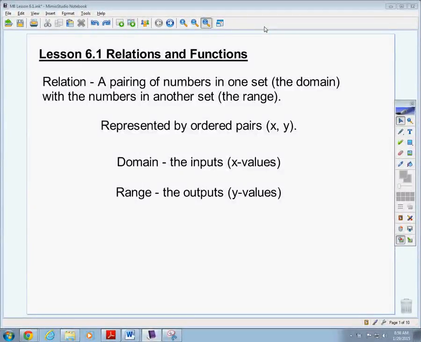Lesson 6.1 is on relations and functions. And what we're going to talk about today isn't necessarily new things, but the way we think of them is going to be a little bit different.